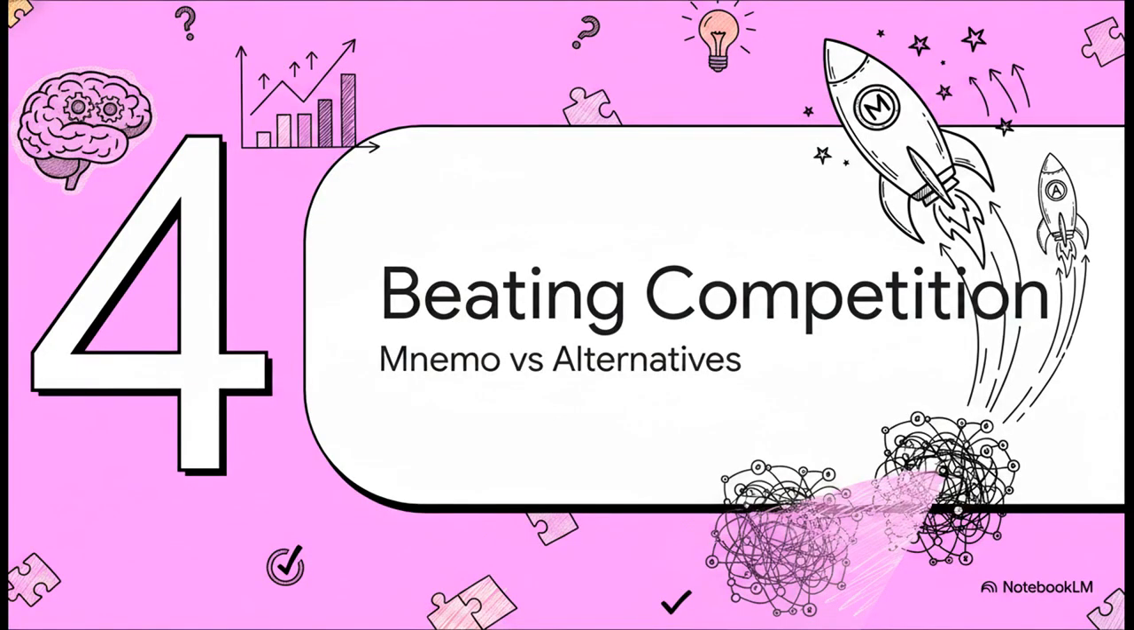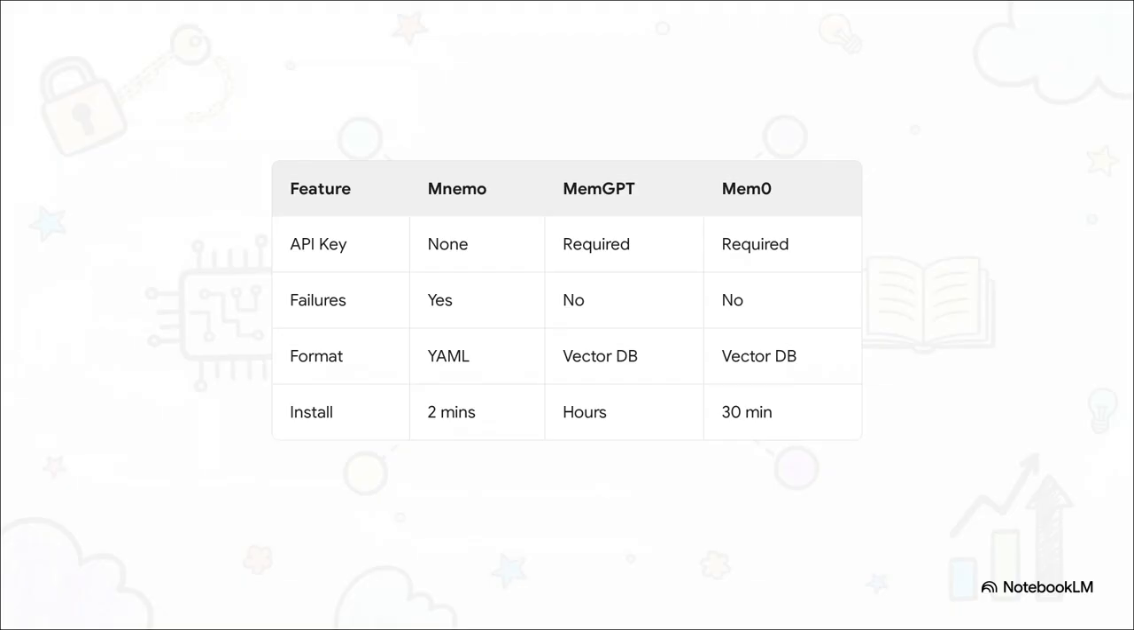Okay, part 4, beating the competition. When we stack Mnemo up against the heavyweights in the AI memory space like MemGPT or Mem0, the differences are honestly pretty stark. First off, API keys. As we mentioned, Mnemo requires none for its core features, while the others do. Second, Mnemo specifically remembers your failures to prevent repeating them, a real game changer that the others completely lack.